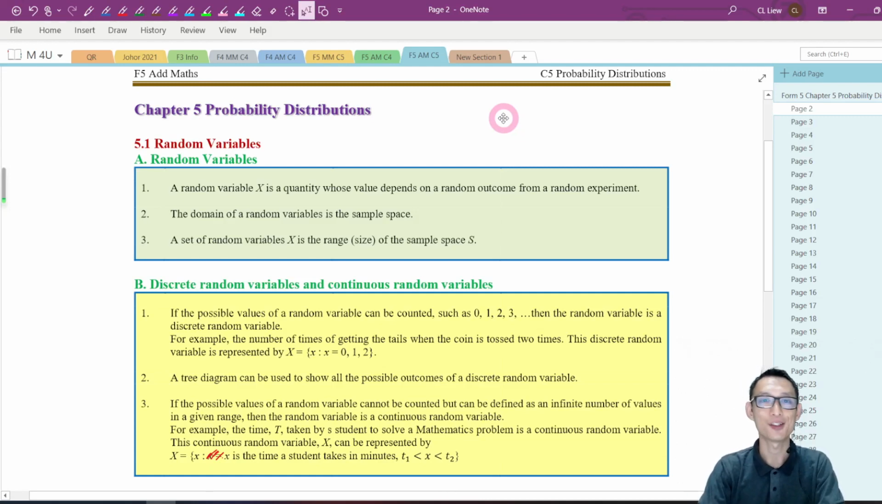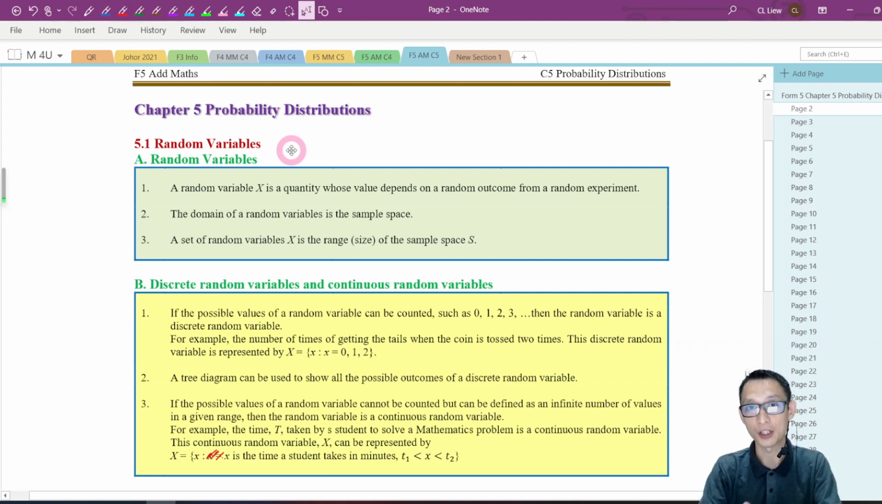Hi everybody, in this video, let's look at your Form 5 Math Chapter 5, Probability Distributions. In this video, let's look at discrete random variable and continuous random variable. So, how do we differentiate whether a given random variable is a discrete random variable or continuous random variable? Maybe you can think this way.